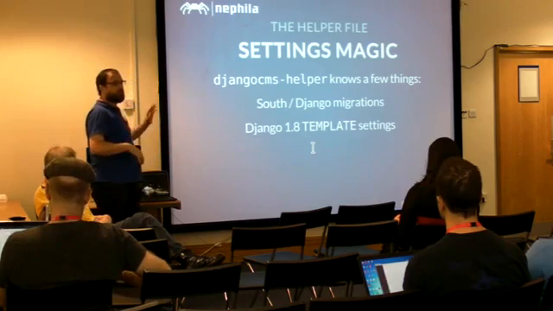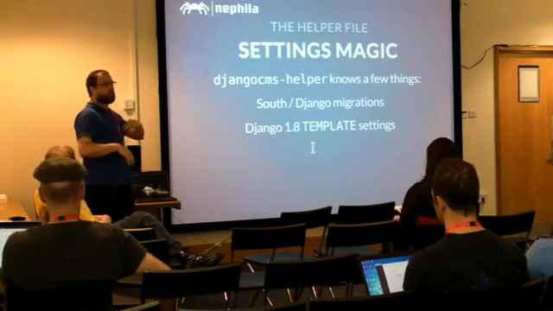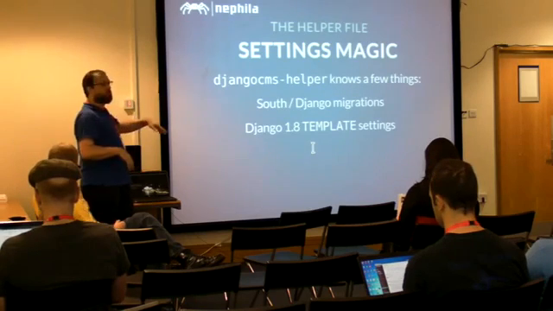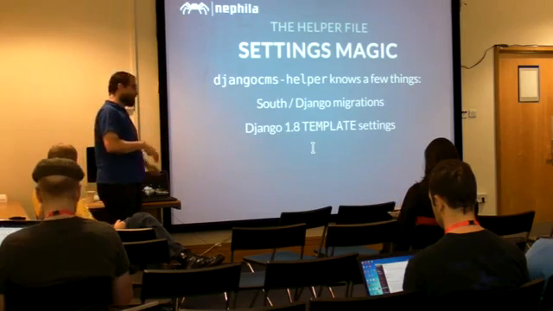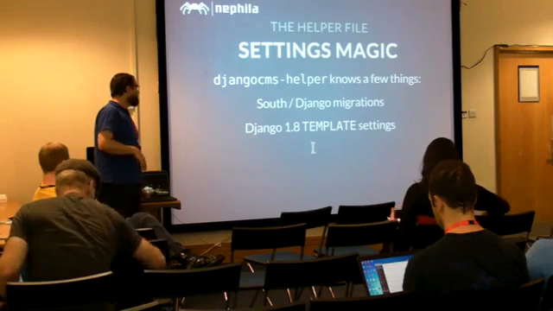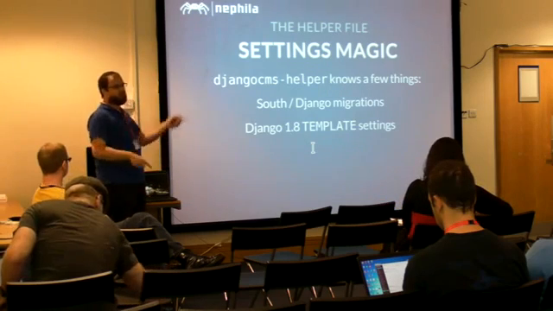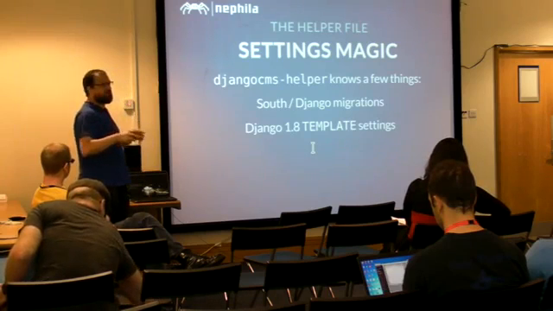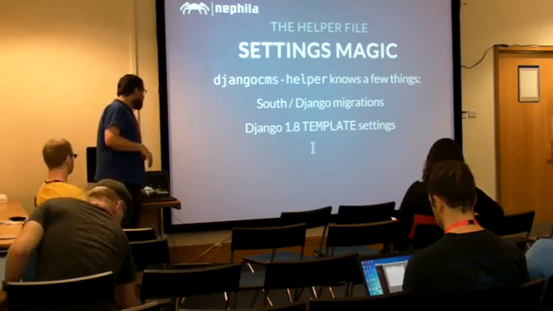It automatically converts the TEMPLATE_ underscore settings of 1.7, 1.6 to the 1.8 template configuration if you are executing on Django 1.8. At some point, this will be reversed. You will write the Django 1.8 template settings and they will be converted to the older ones.